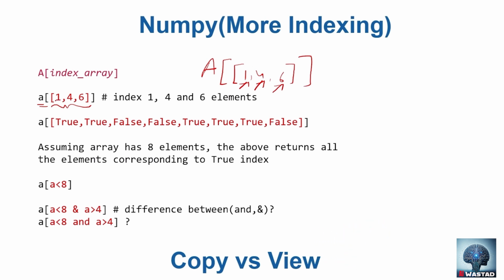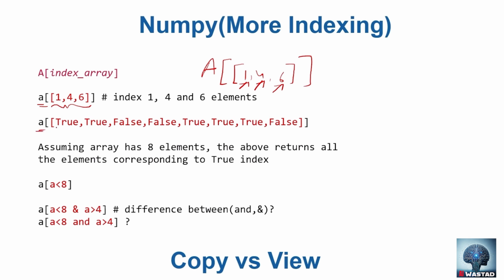For example, you want to pick all odd elements. You want to pick the first element, fifth element, and 17th element. You can just create an index array and pass it as the index and access your elements using that index array. That's possible in NumPy arrays.